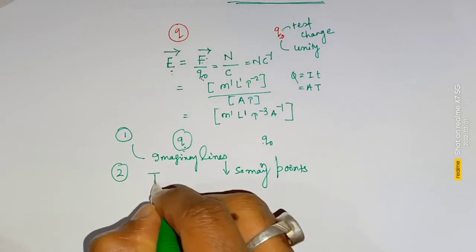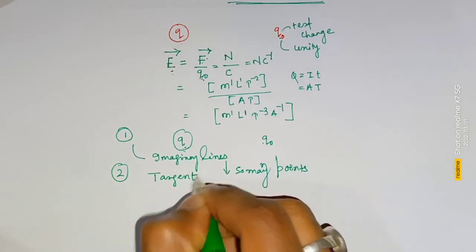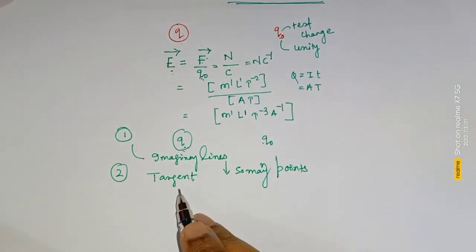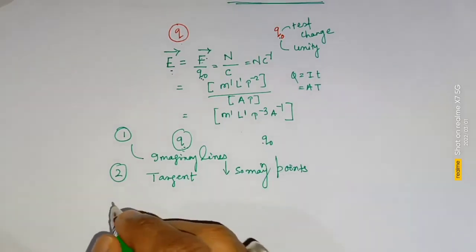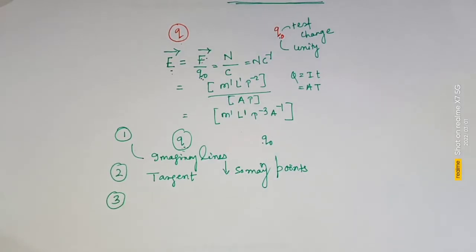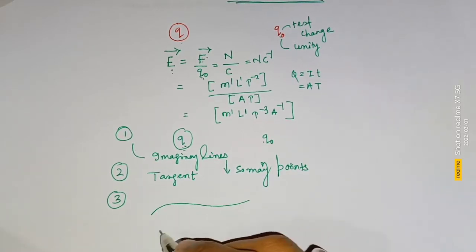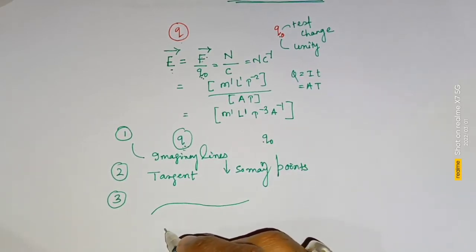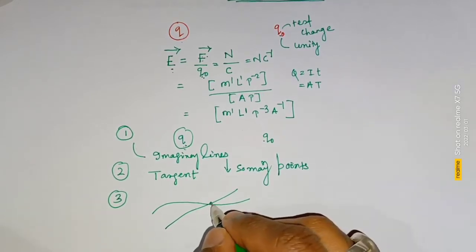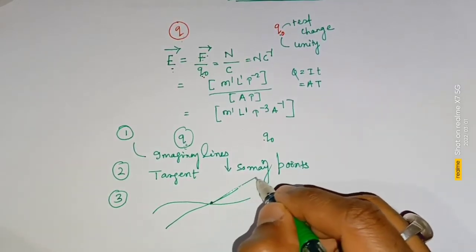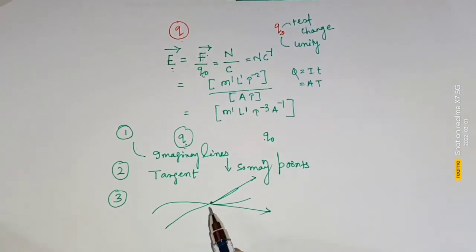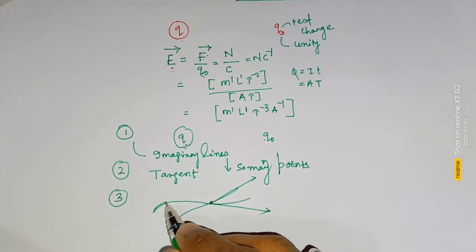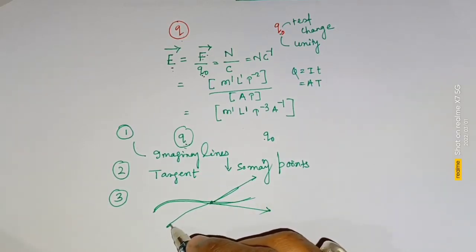So this is the second point. Tangent drawn at any point gives the direction of electric field intensity at that point. Third most important point, two field lines never intersect. Suppose this is one field line and this is another field line. This is the common point. At this point, what will happen? I will draw tangents. This is one field line, this is another field line.